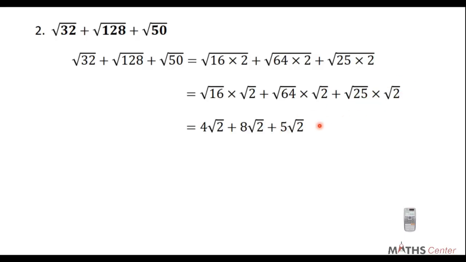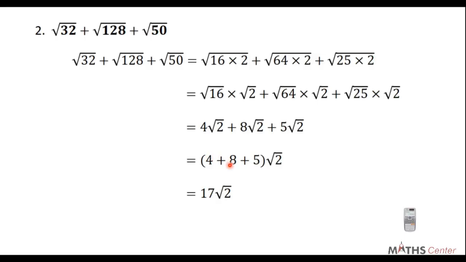5 times square root of 2 gives us 5 root 2. So we can see from here that the terms under the square root sign are all the same. So we have square root of 2 here, square root of 2 here, square root of 2 here. So we can go ahead and add the terms in front of the square root sign. So 4 plus 8 plus 5 square root of 2. 4 plus 8 plus 5 will give us 17. So we have 17 root 2.